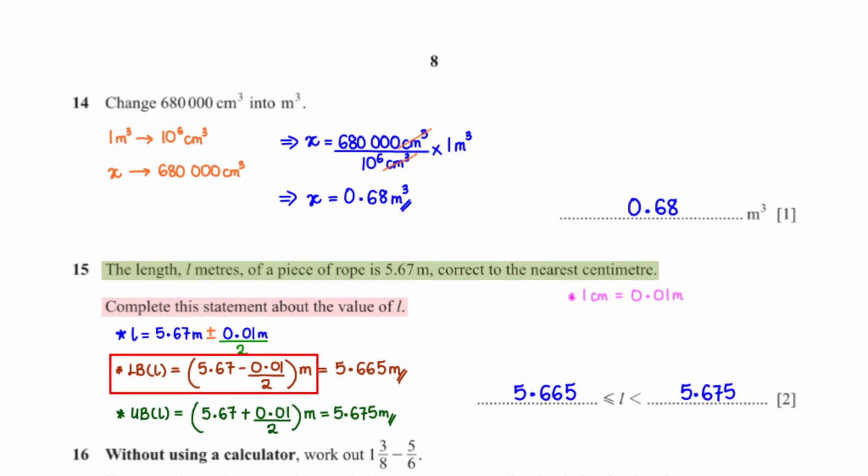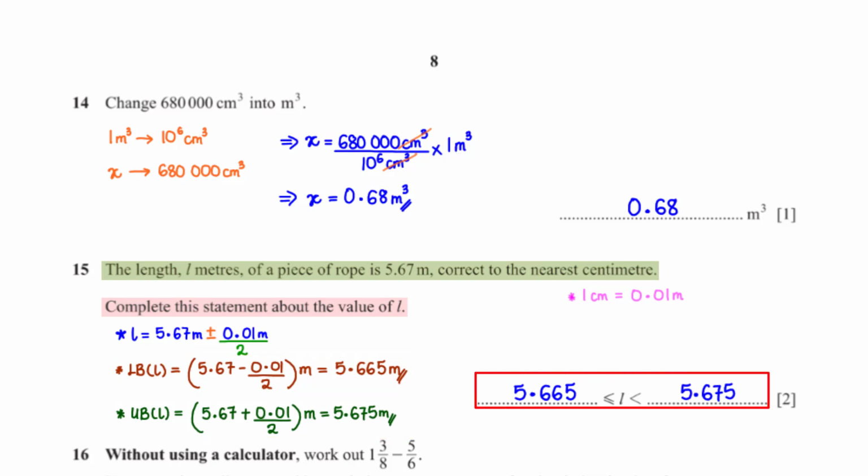For the lower bound of L, we have 5.67 minus 0.01 over 2 meters, which is equal to 5.665 meters. And for the upper bound of L, we have 5.67 plus 0.01 over 2 meters, which is equal to 5.675 meters. So we have L is greater than or equal to 5.665 and less than 5.675.